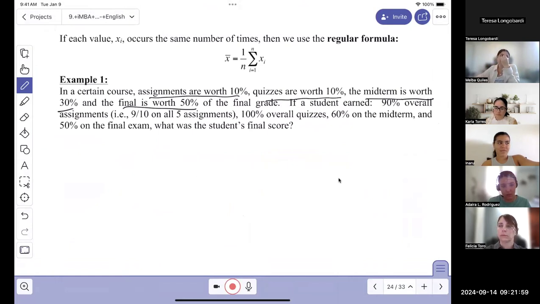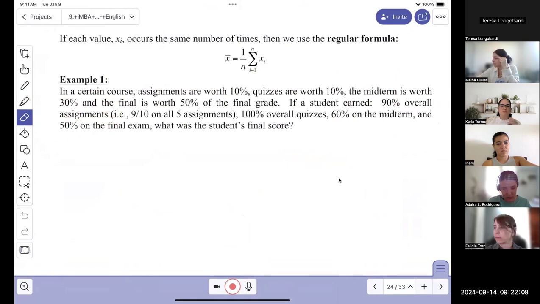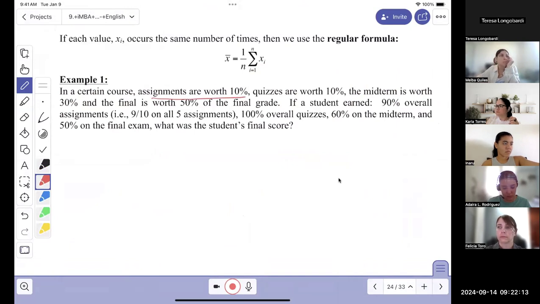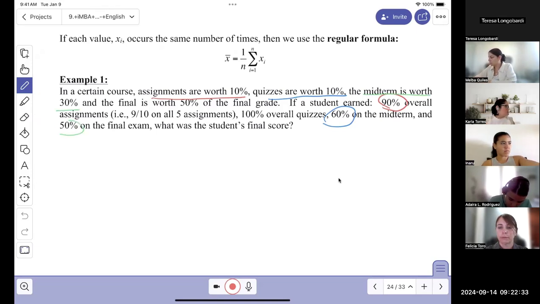All right, so I want the results. So those are their weights. And what I'm going to do is use colors. Sorry about that. Let me do that again. So I'm going to use assignments worth 10%, and that's over here. And then blue is going to be quizzes. Makes more sense. And then the midterm, and then I'll put in black the final.